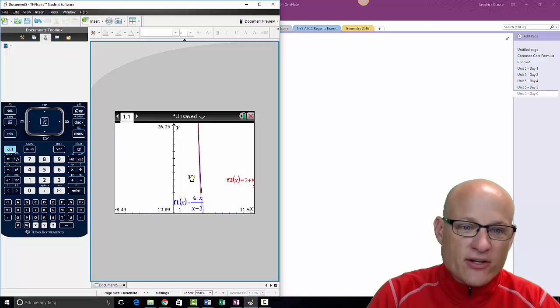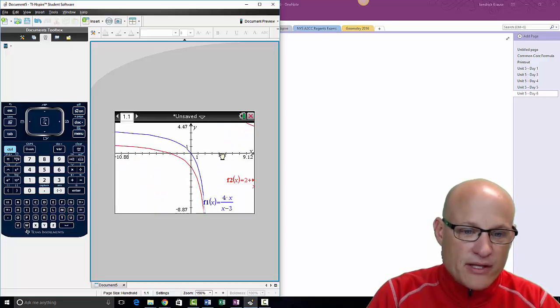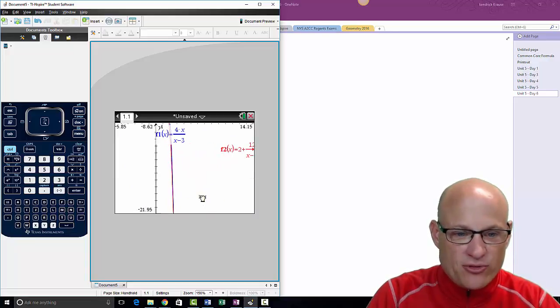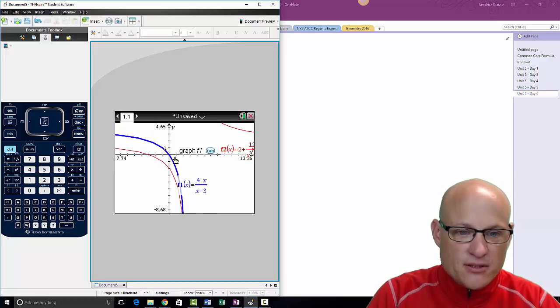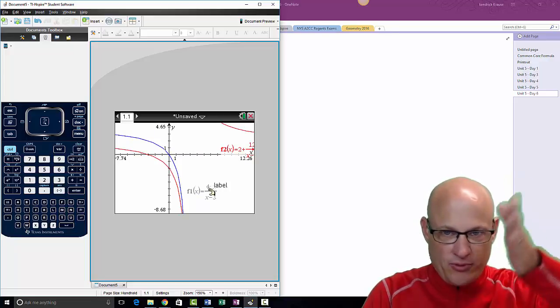Those look like they hit each other at some point, maybe? Maybe we need to zoom in there. See, maybe they hit each other right there. I don't even know. But hold on. How about this? Maybe they hit each other down here. What do you notice that we have? Now, something you should know. What do you notice that we have? What is this line right here? If I graphed the line x equals 3, wouldn't that be a vertical asymptote?